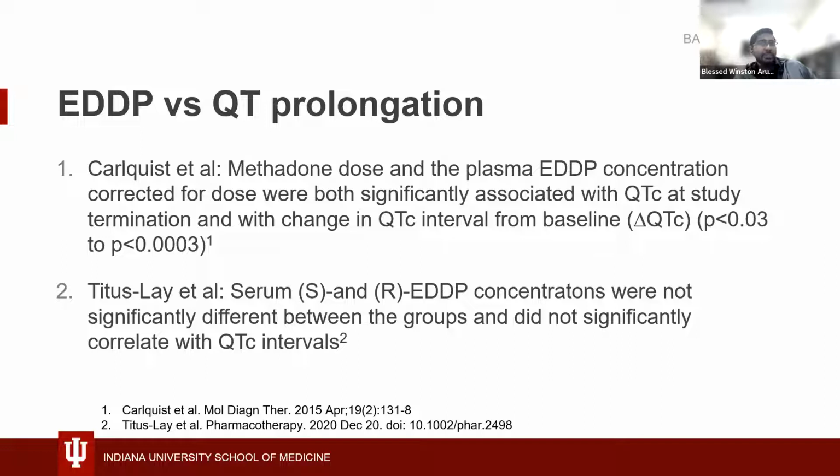So it's very difficult to say whether this one caused it or the other one caused it. And so there is evidence for both sides of the argument. There's some in vitro evidence to show that EDDP does block the HERG channel and may cause QT prolongation.